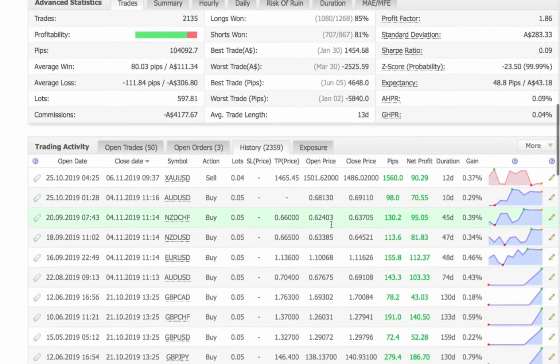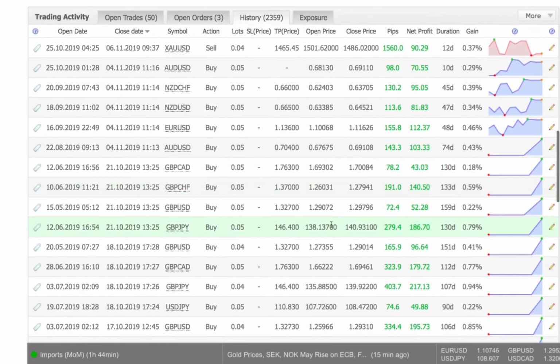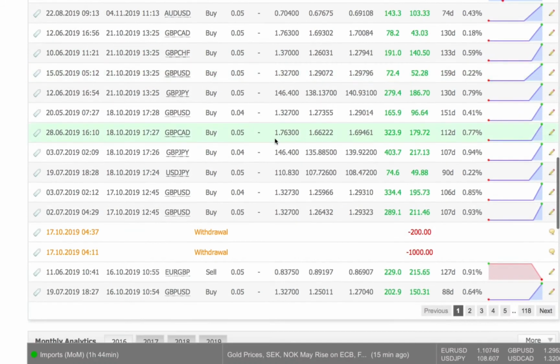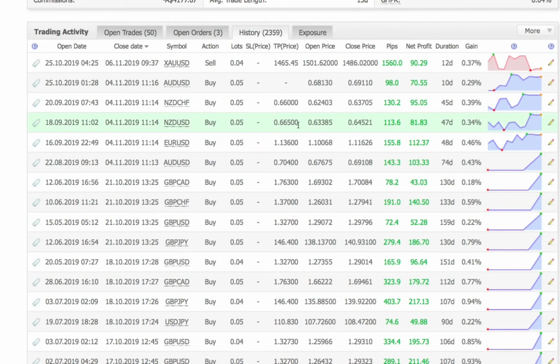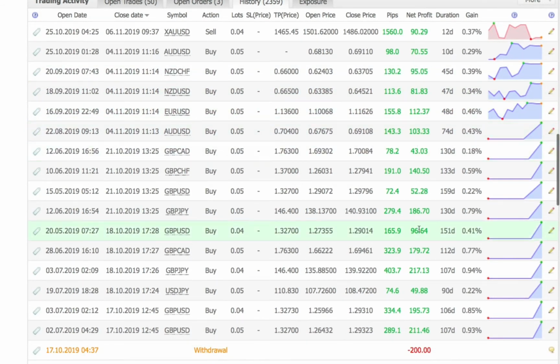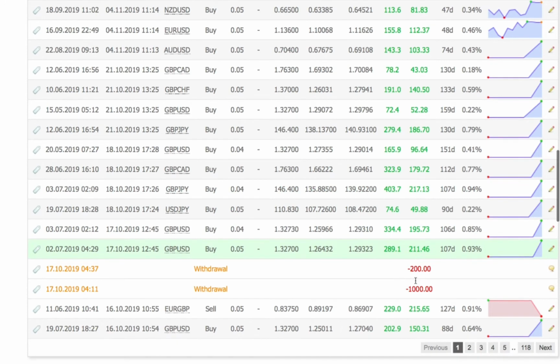These are the history at the bottom. There's a lot of history, 2,300 plus trades, which I think is 118 pages. There's a lot of pages to go through, and I don't think anybody has time to go through individual pages, but if you want to, that's fine. I'll leave a link below. You can go and have a look. On the first page, the biggest win was, I think, this one, $215 from Euro Pound in 2019.